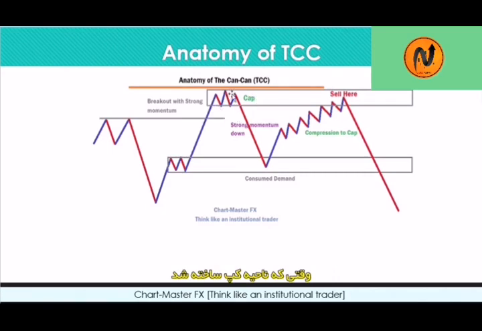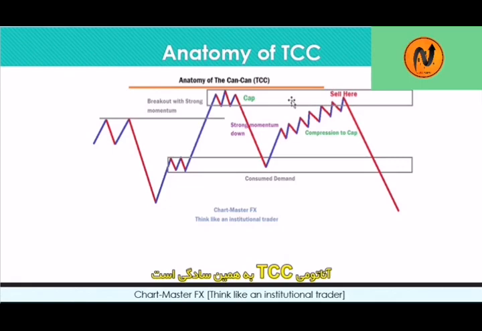Once a cap area is created, the price drops again with strong momentum going to a base. Once the price reaches the base, we expect that the base should hold the price, and the price goes up with strong momentum just for a short time. As the price does that, it approaches the cap area in the form of compression, which is what we call compression to the cap. Once you see that condition, you can sell at the cap area.